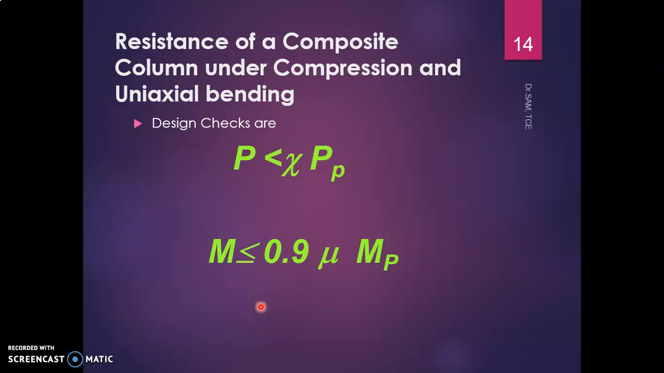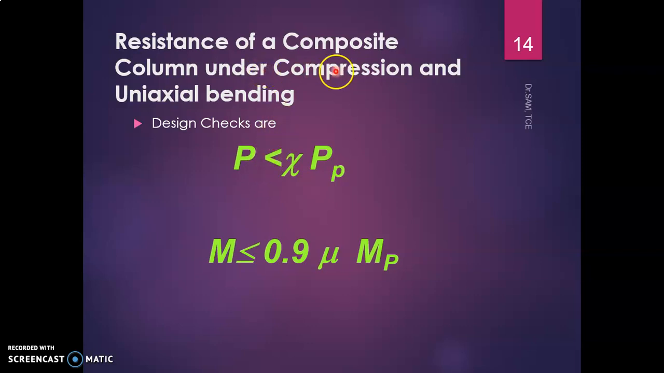Welcome to the second lecture on the design of steel composite column subjected to compression and uniaxial bending. Here in this lecture I am going to explain the resistance calculation of a composite column under combined effect.